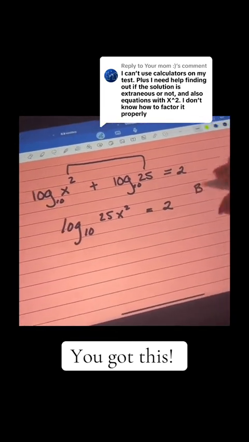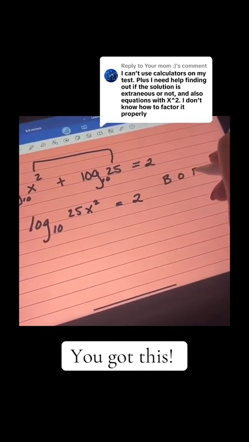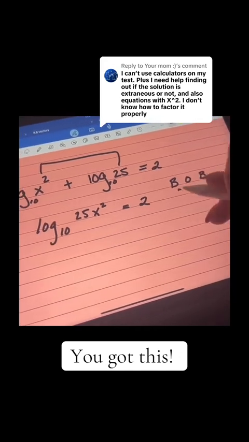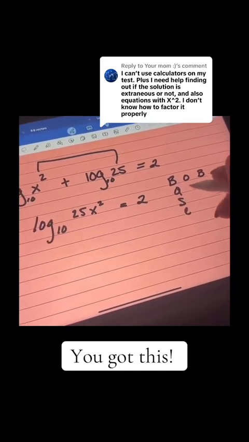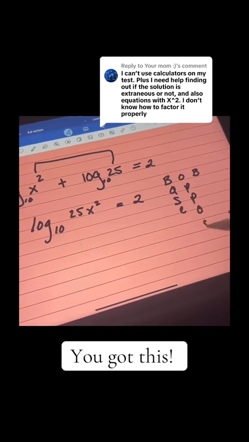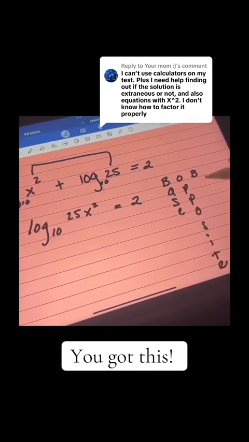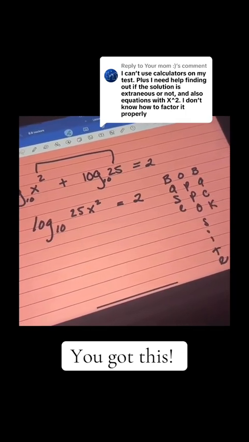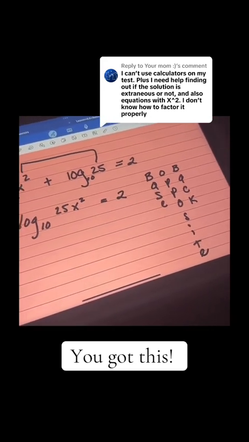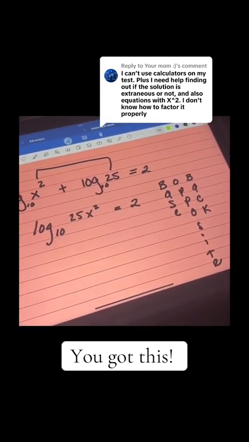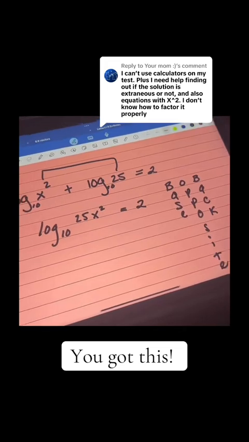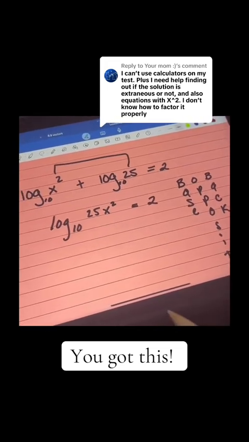So we like to use an acronym called BOB. BOB stands for base, opposite, and back. It's just a short acronym to help you remember the order in which to rewrite something from logarithmic form to exponential form.